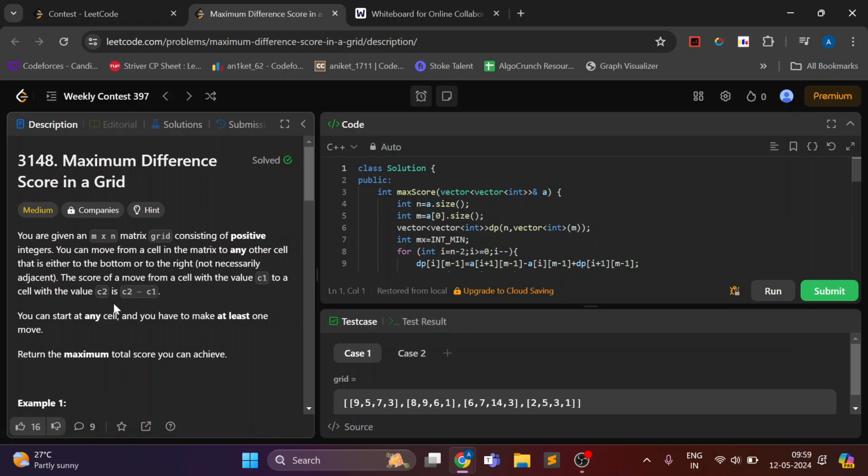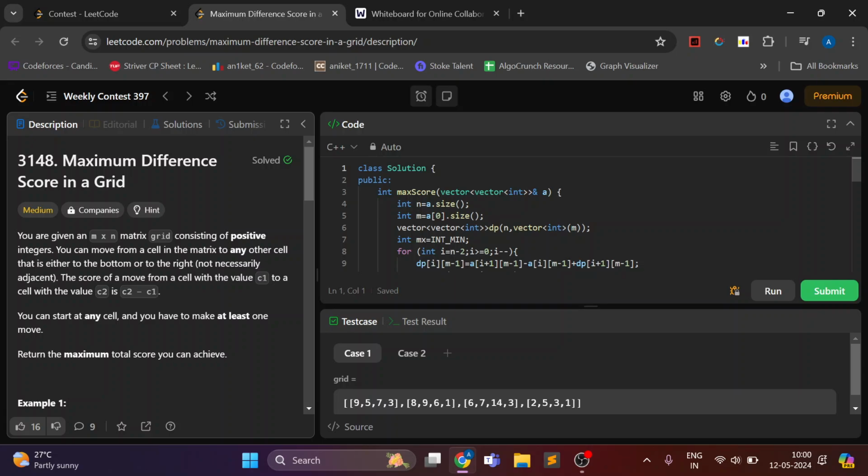Now this is also a standard DP problem, but you have to make some changes and find some observations. In this question we are given a matrix of m cross n, and we can move from a cell in the matrix to any other cell, that is either to the bottom or to the right. The score of such a move, if the current cell is c1 and the switched cell is c2, is c2 minus c1.